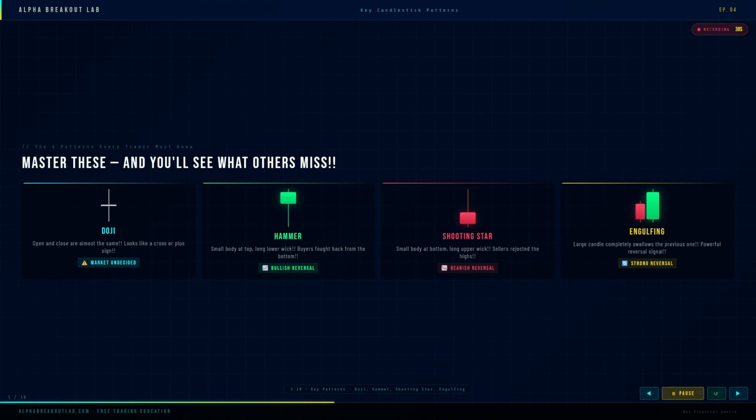The hammer, a small body at the top with a long lower wick. This appears after a downtrend and signals that sellers pushed the price way down, but buyers fought back hard. This is often a bullish reversal signal. The shooting star, the opposite of a hammer. Small body at the bottom with a long upper wick. This appears after an uptrend and signals that buyers pushed the price way up, but sellers fought back hard. This is often a bearish reversal signal.